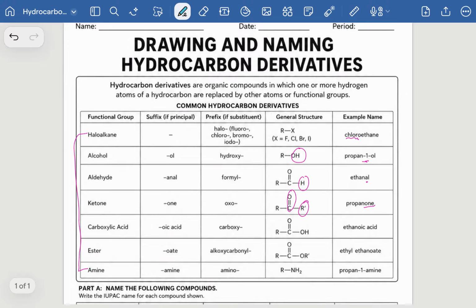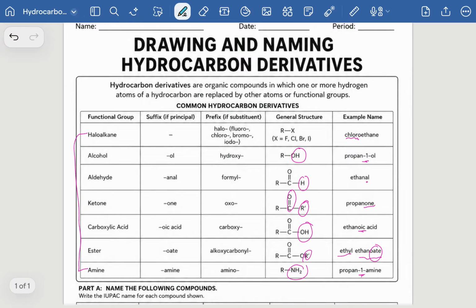Now, if you have a double bond carbon and oxygen, and that carbon is attached to an OH group, then you have a carboxylic acid, and you would change your ending to -oic and add on acid. And if you have an ester, that means instead of a hydrogen attached to that oxygen, you have another carbon chain that came from the alcohol, and that chain gets named first, and then your main chain gets named next with the -ate at the end. And then the last one is amine. If you have an amine group, that just means you have an NH2 group somewhere along the chain. And same idea, you need to say where it is.